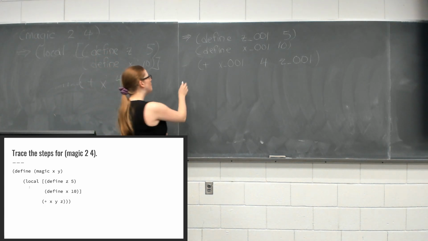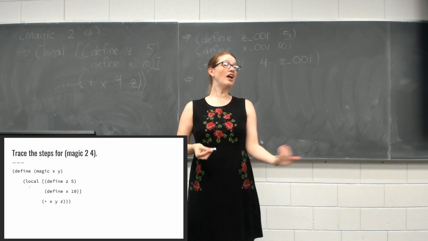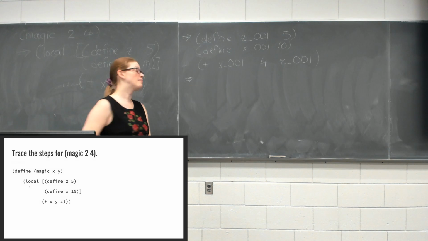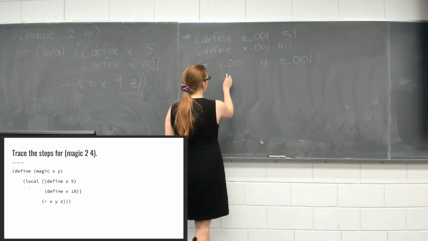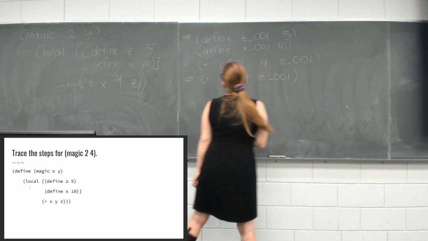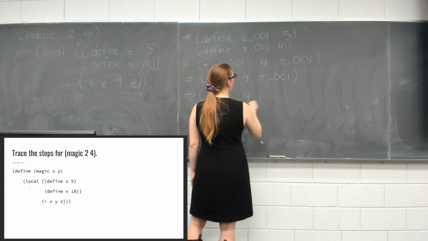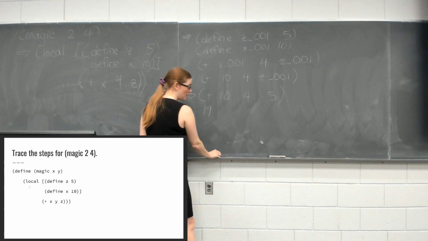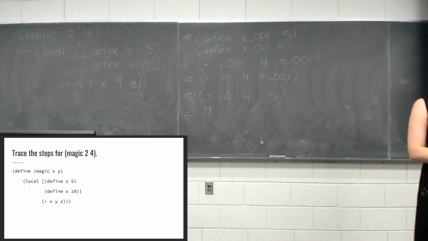Now, if we look at the arguments to plus, they are not all values, and so we're going to have to do some more substitution steps. So first we're going to look at x001, and we'll replace that with 10. And then lastly with z001, and we'll replace that with 5. Negative 19. Any questions about this?